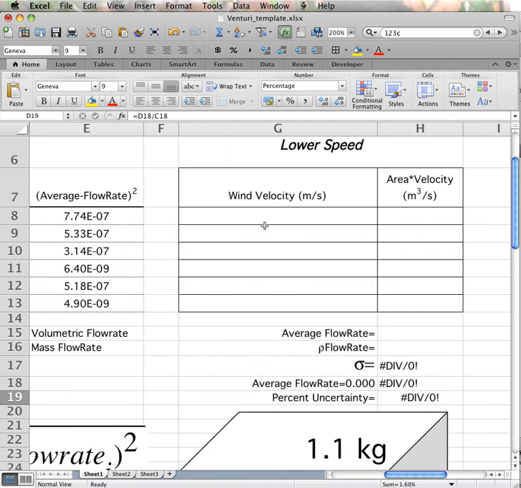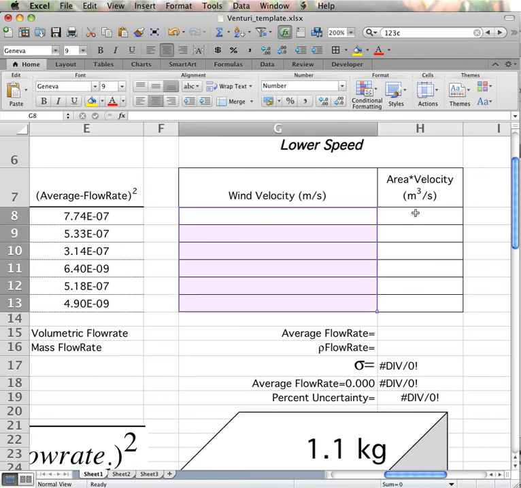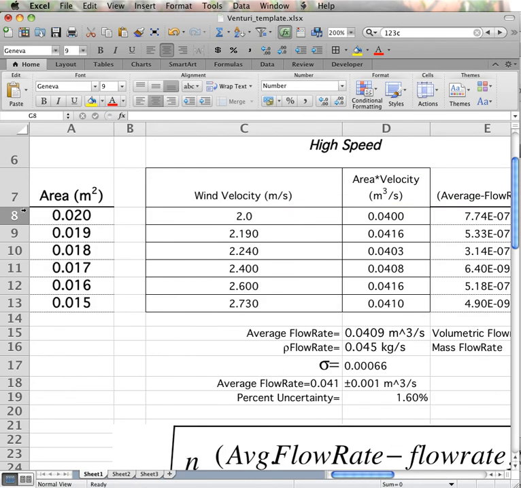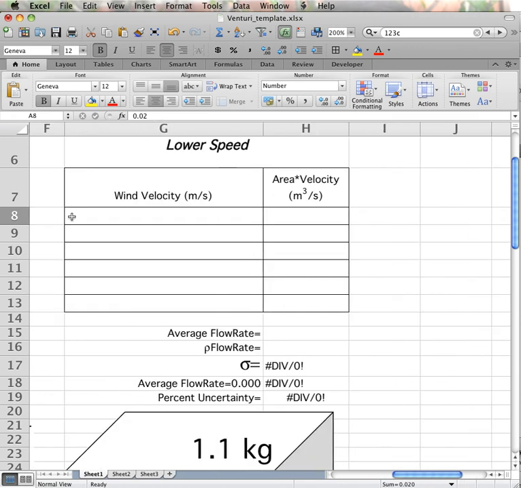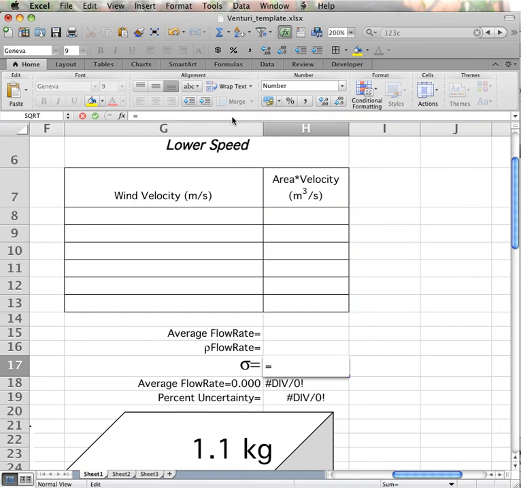Now you're going to have another set of data at a lower fan speed. You're going to record the velocities. Then you're going to use the same formula here for area times velocity, where here's the velocity and over here is the area. But then for the standard deviation, oops, I forgot to remove it. Let me show you how to build it. We can build this quickly. Equals STDEV, open parentheses, and then we just highlight all those flow rates and close parentheses, and it'll calculate them.